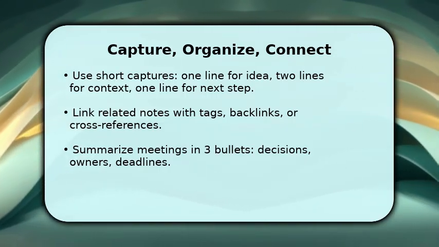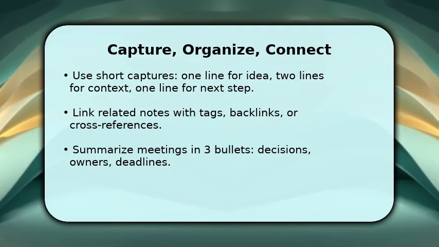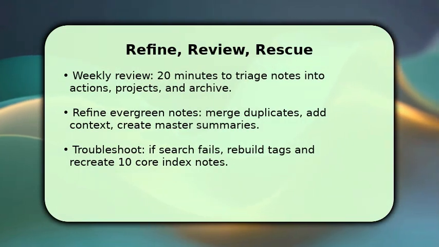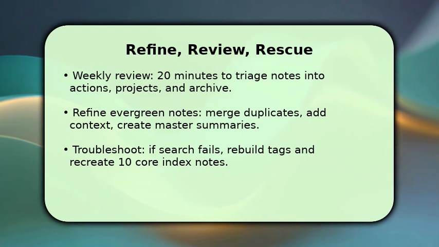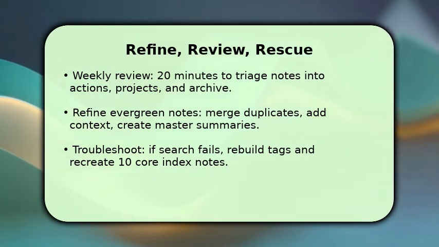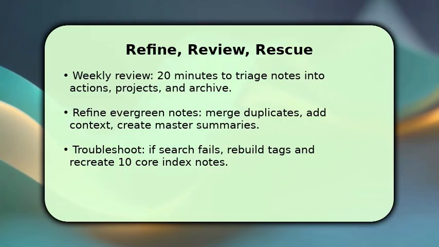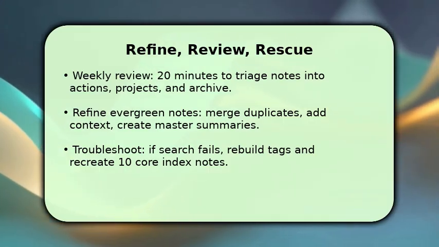You finalize the cycle with a short weekly review. Spend 20 minutes triaging notes into actions, projects, or archives so nothing stagnates. Once done, refine evergreen notes by merging duplicates, adding context, and writing short master summaries that surface key ideas.